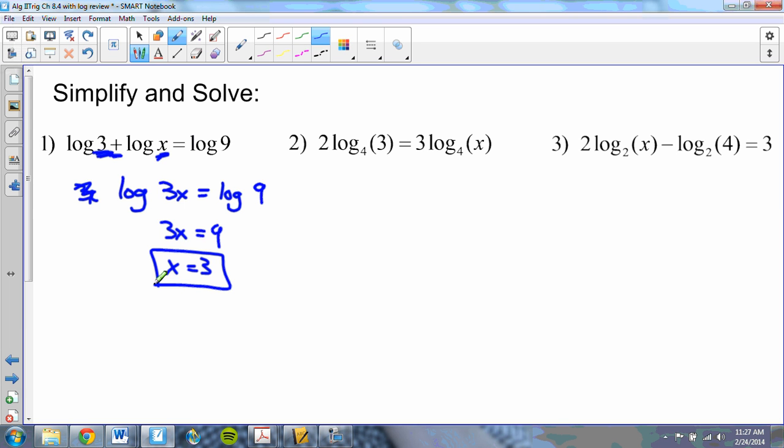Yeah, Mitchell? Will it always be addition and combine in one log? So if it's like log of 3 plus log of x plus log of 2 equals log of 9, you combine it all to 6x. Yeah, so he asked, what if there was also like a log of 2 out here? I would make this log 6x.